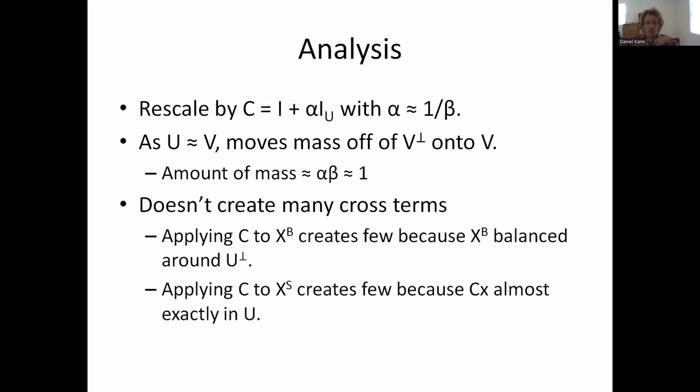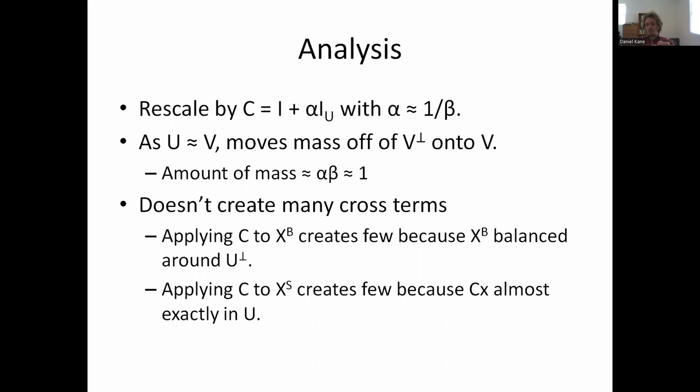On the other hand, we can show that this really doesn't create too many cross terms. The point is that if you look at just the big points, and write them in the U perp basis, their second moment matrix has no U perp component because those were eigenspaces of that second moment matrix. If you apply C, which just blows up the U component, that still leaves you with points whose second moment matrix has no cross terms. Then when you renormalize, that might create some cross terms, but you can show that those aren't too bad.